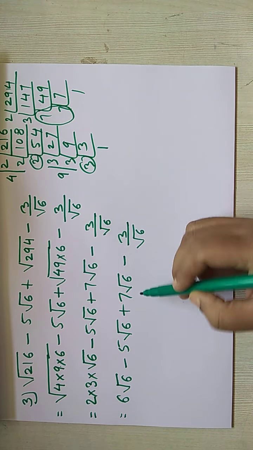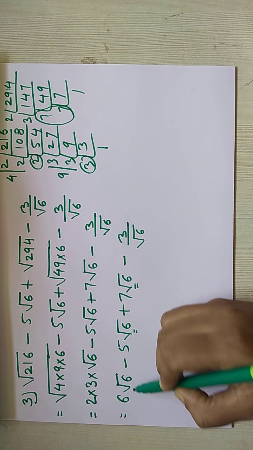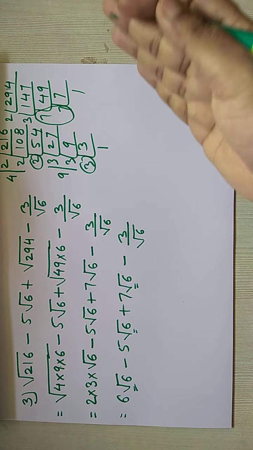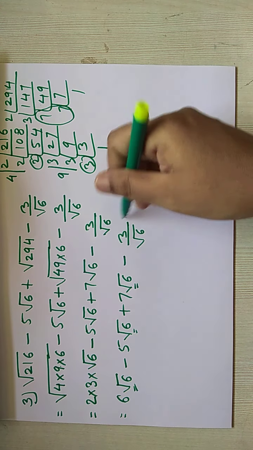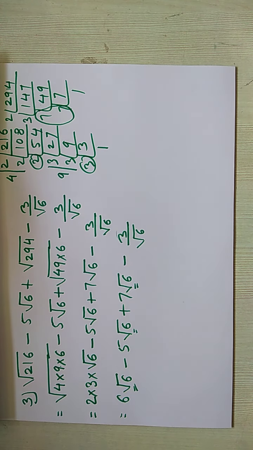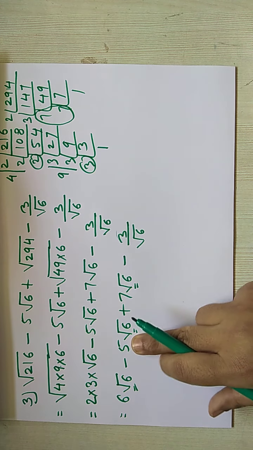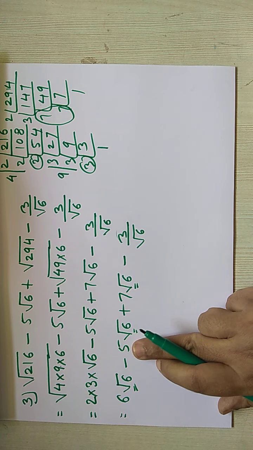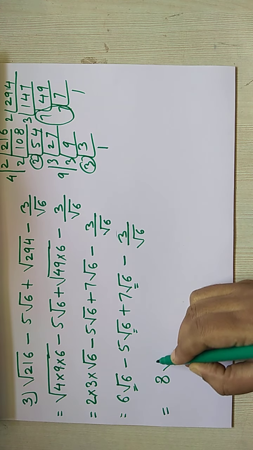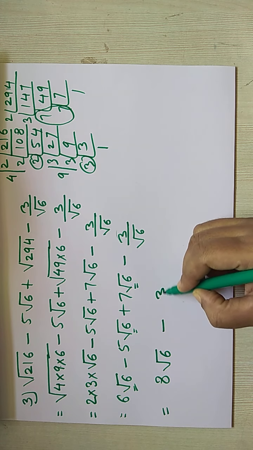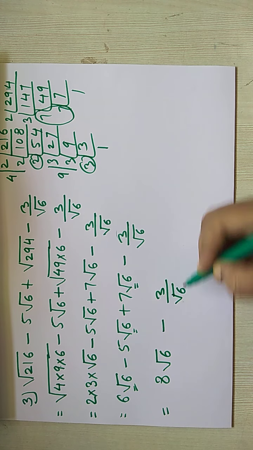Now if you'll observe, children, this is a like term, this is a like term, this is a like term, this is not a like term, because root 6 is in the denominator. So don't think that this fourth term is also a like term. Only these 3 are like terms. So 6 minus 5 will be 1. 1 plus 7 will be 8. So 8 root 6 over here minus 3 upon root 6.